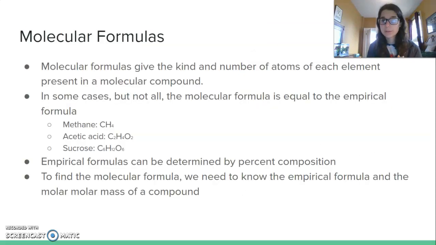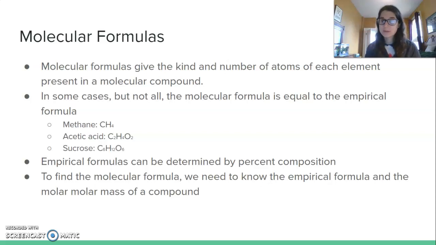Molecular formulas specifically give the kind and number of atoms of each element present in a molecular compound, not just the lowest whole number ratio. In some cases, but not all, the empirical formula and molecular formula are equal. Methane, for example, CH4 is its molecular formula. We can't reduce it any further, so it's also its empirical formula.